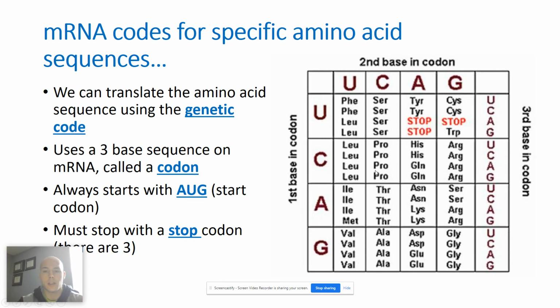So to read this chart here, we'll start with AUG as our starting point. First base in the codon, well, our codon is AUG. That's going to be the sequence on the mRNA. So we start with A. A is our first letter. So here's our A. Now we're stuck to these amino acids that are in this section here.